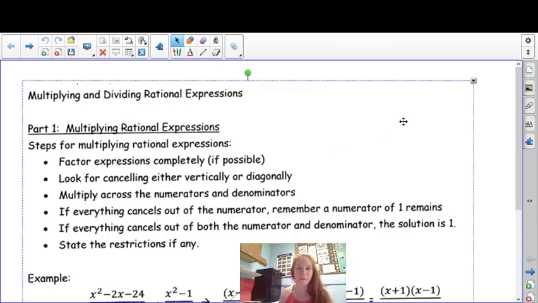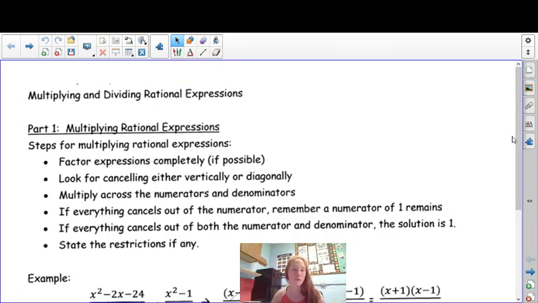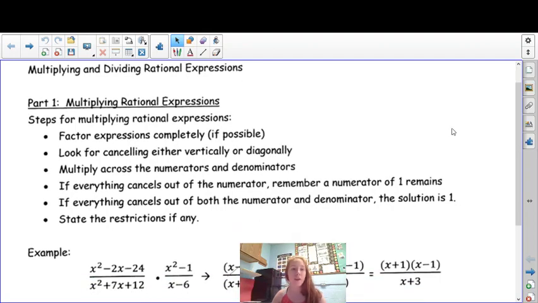Hello, ladies and gentlemen. Today we're going to discuss how to multiply and divide rational expressions. If you're not sure what a rational expression is, please go back to the video prior to this one. So step one, multiplying rational expressions.